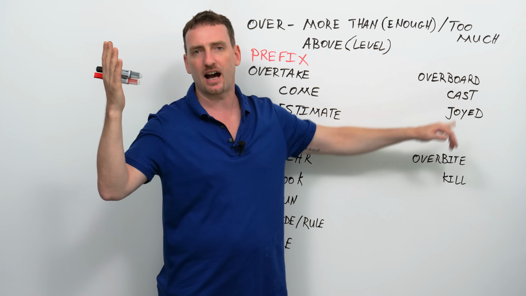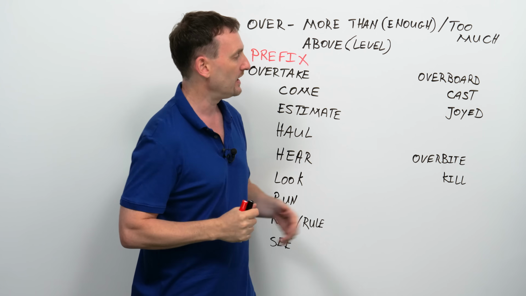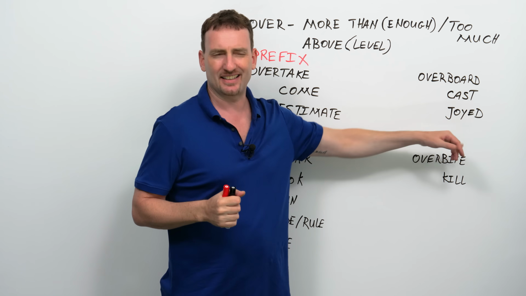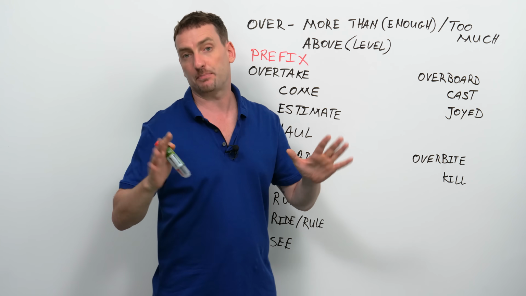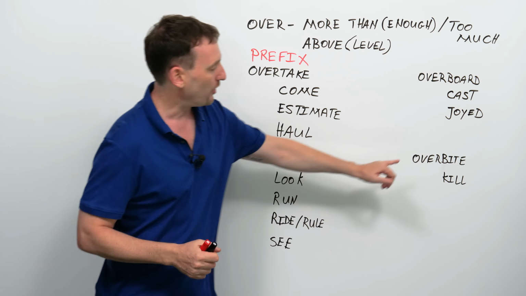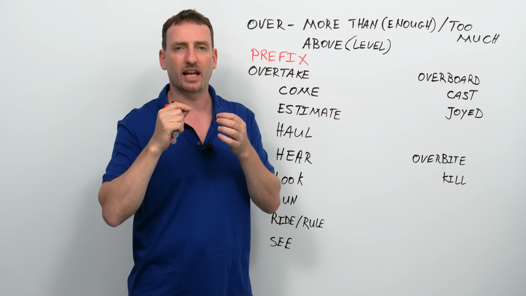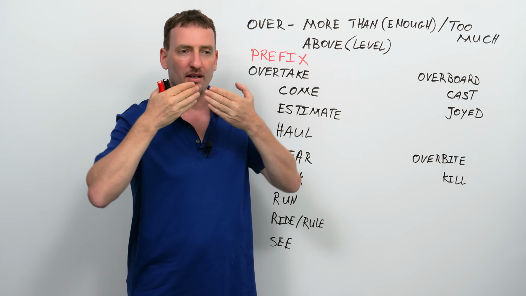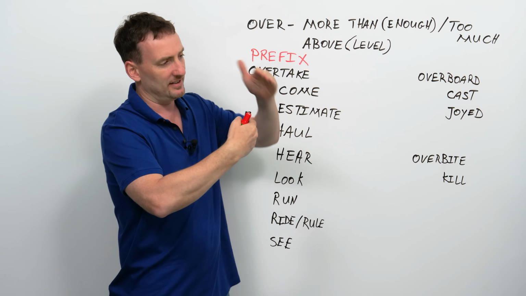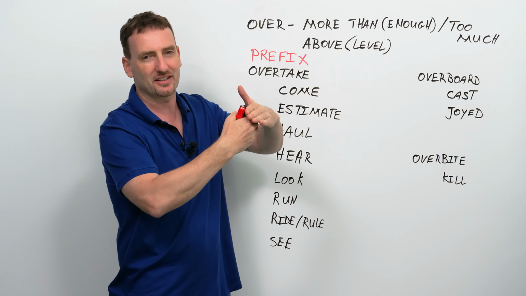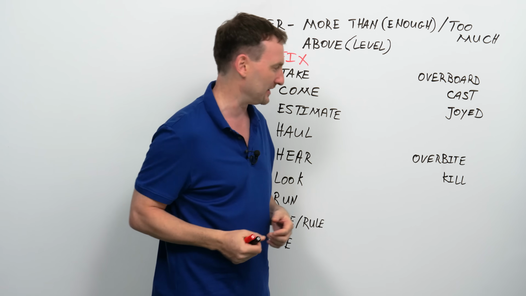An overcast sky means just very gray, not necessarily clouds, but just gray, okay? If you're overjoyed, it doesn't mean you're too happy because there's no such thing as too happy. Happy is good. Overjoyed just means very happy, okay? Overbite. Now, some people, their teeth are not exactly aligned, so their top teeth stick out a little bit and then their bottom teeth are behind. So these are the top teeth, these are the bottom teeth, so you have an overbite, okay? The top teeth stick out a little bit.